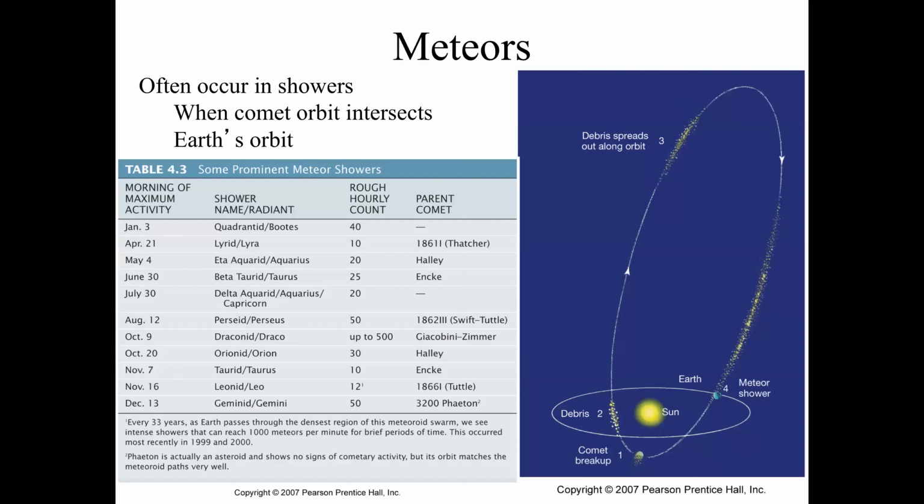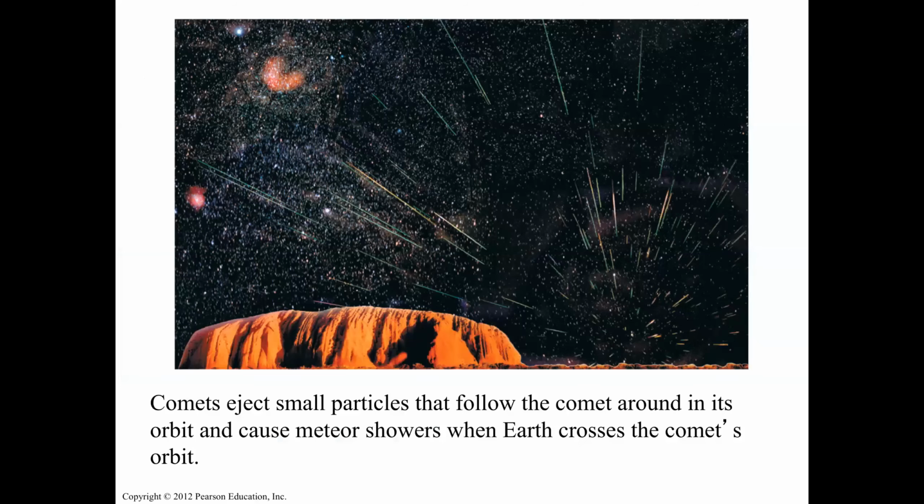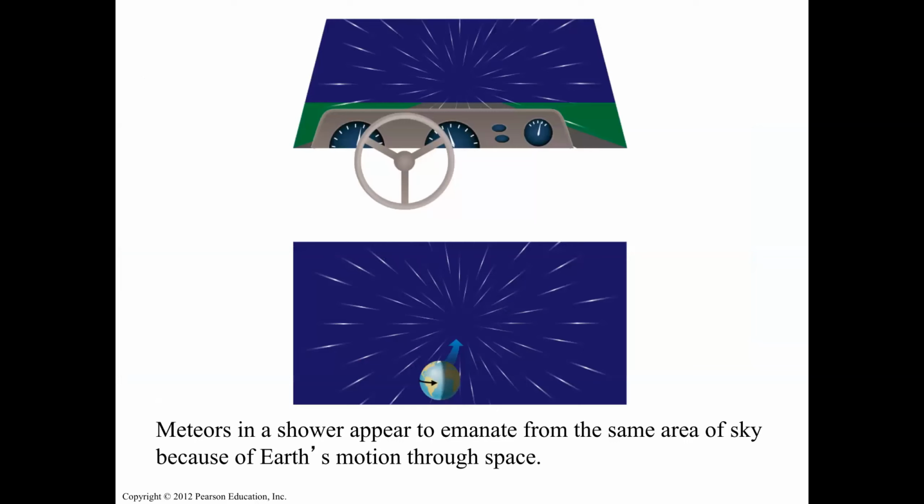And meteors happen when these leftover debris from comets and asteroids are left sitting in space, and we see them when we pass through them. So in other words, this is us. Comets eject small particles that follow the comet around its orbit and cause meteor showers when Earth crosses the comet's orbit. In other words, it's kind of like that.